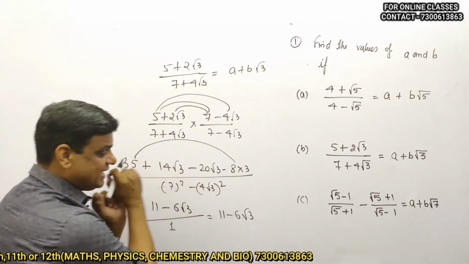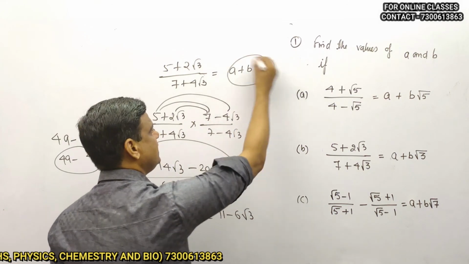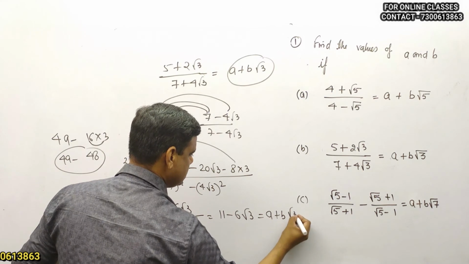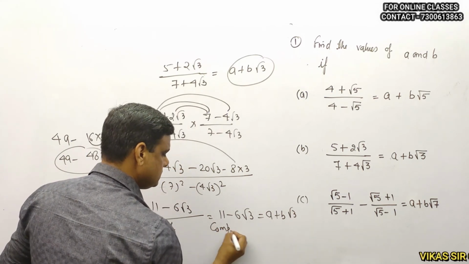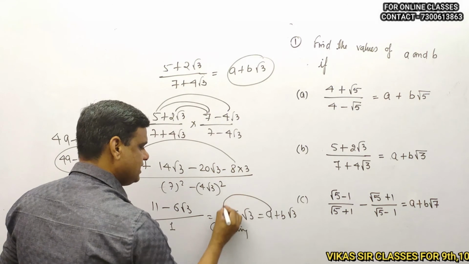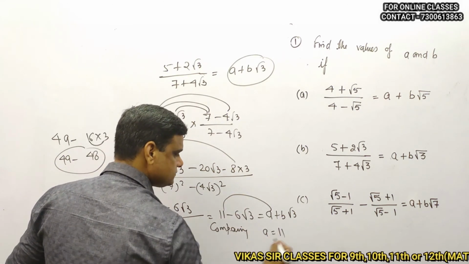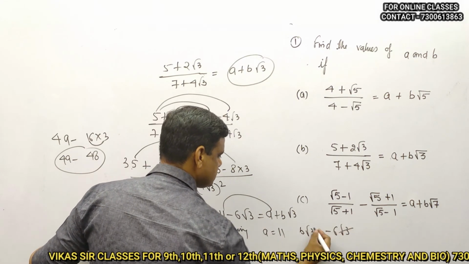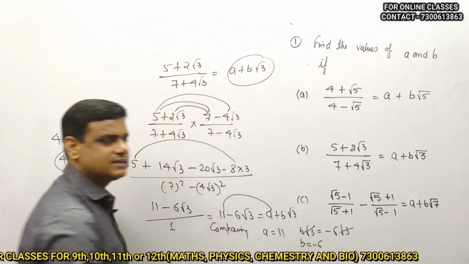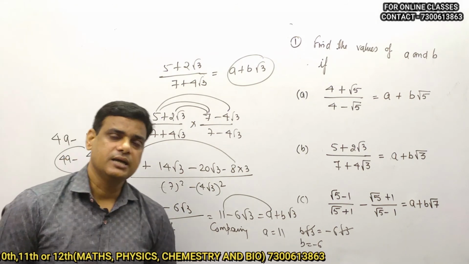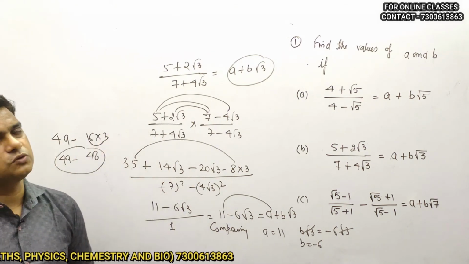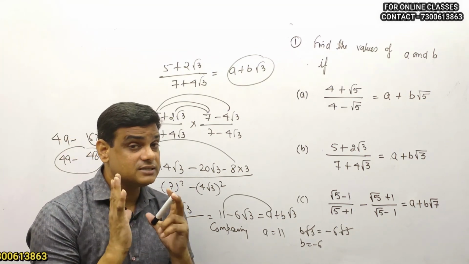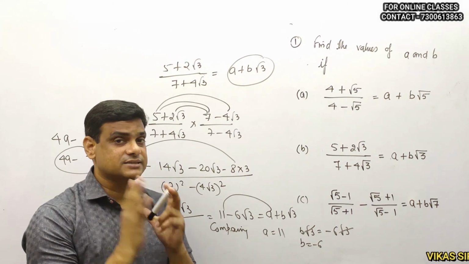Now comparing 11 minus 6 root 3 to a plus b root 3. It is equal to a plus b root 3. Comparing, right? What will be? A will be 11 and b root 3 is equal to minus 6 root 3. So our answer is b is equal to minus 6. You can get the answer. A is equal to 11 and b is equal to minus 6. Again I am telling you, the format is different but the criteria is same.